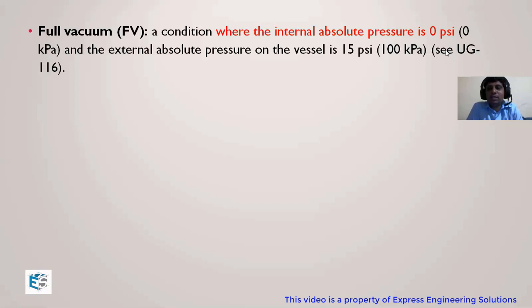So what they are saying is, when there is nothing inside, absolute pressure means there is nothing inside. So if there is an absolute pressure of zero inside, and the atmospheric pressure in absolute terms is acting from the outside, that condition is called the full vacuum condition as far as ASME Section VIII Division 1 is concerned. This atmospheric pressure is rounded up to 15 psi for simplicity. Let's read this definition one more time. Full vacuum: a condition where the internal absolute pressure is zero and external absolute pressure is 15 psi.